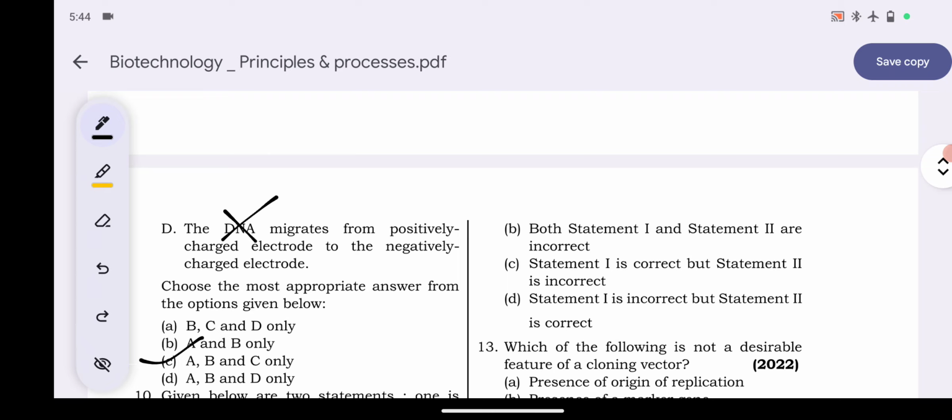Option C is the correct answer, as the most commonly used matrix in gel electrophoresis is agarose, which is a natural polymer extracted from seaweeds. So option C is your answer.